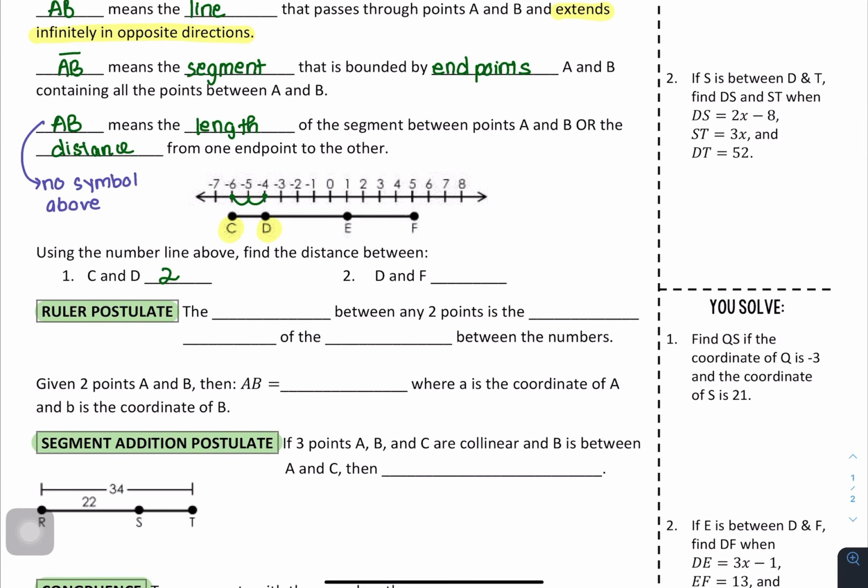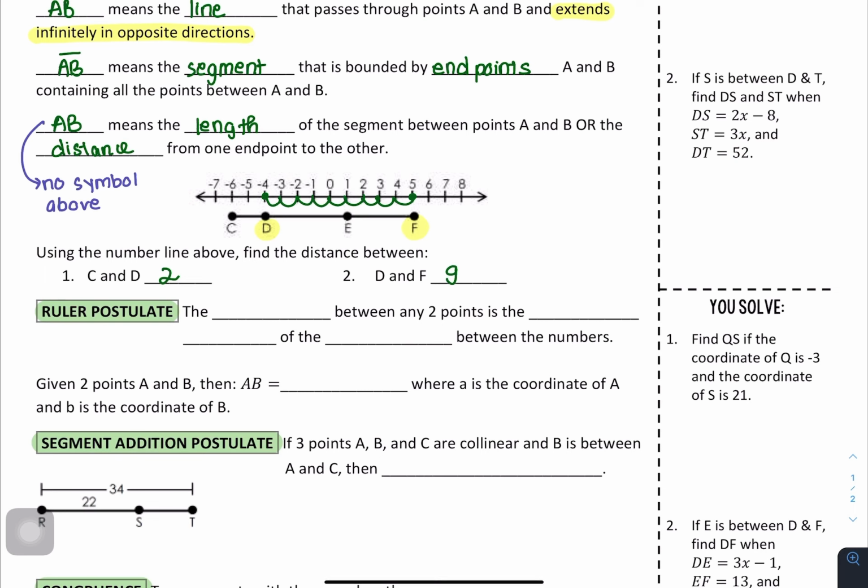Now D and F, what is the difference? Not the difference, what is the distance? Okay, so here's D, and here is F. The location of D is at -4. Location of F is at +5. We do the same thing, count. So 1, 2, 3, 4, 5, 6, 7, 8, 9. Okay, so the distance is 9.